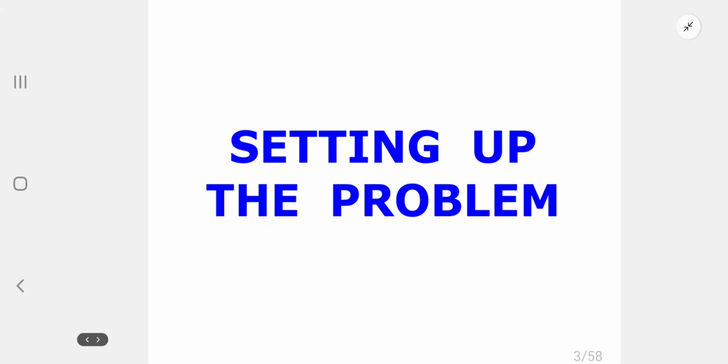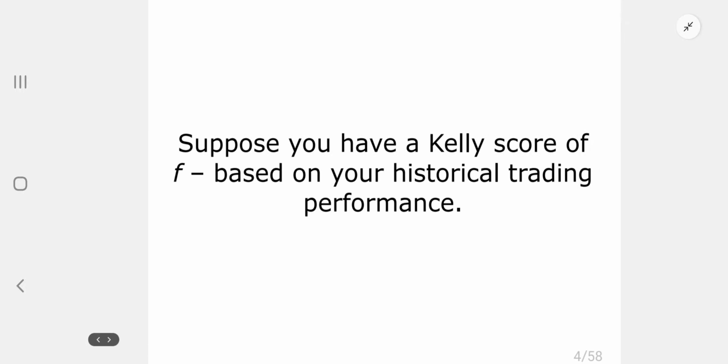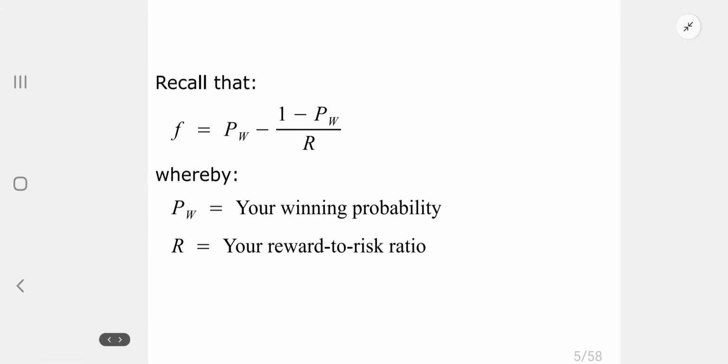Setting up the problem. Suppose you have a Kelly score of F based on your historical trading performance. Recall that small f equals (PW minus (1 minus PW)) all divided by R, whereby PW equals your winning probability and R equals your reward to risk ratio.